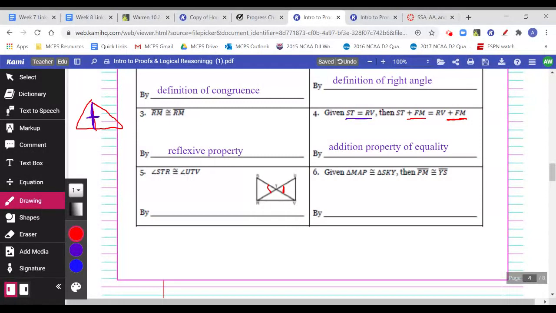So it didn't say that that was given to us, right? It wasn't like given angle STR is congruent to UTV. It said it's true. So I'm trying to figure out, how do I know that's true? It's not given to me. But I do know it's true because look at this diagram.